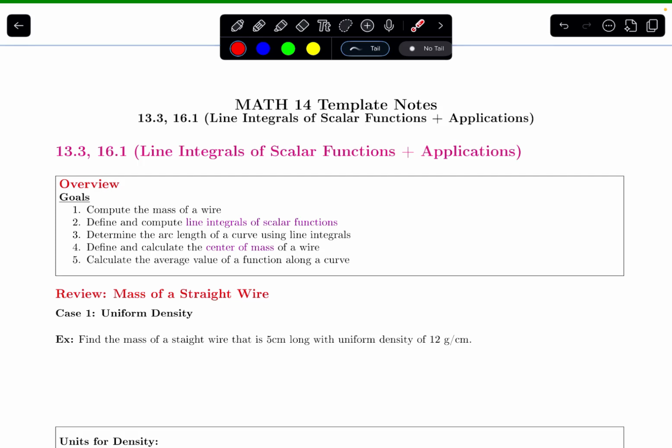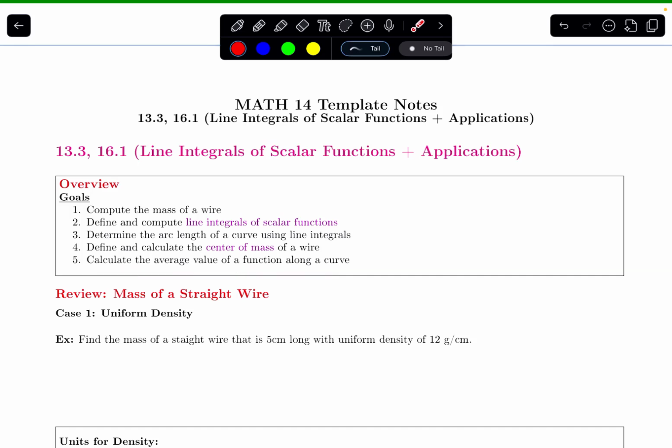In this video, we are starting our section on line integrals of scalar functions and their applications. Our goals are to compute the mass of a wire, to define what a line integral is when I'm dealing with what's called a scalar function, and how do we compute them, how do we determine the arc length of a curve using these line integrals. Then we'll talk about how we calculate the center of mass of a wire, and finally how we calculate the average value of a function along a curve.